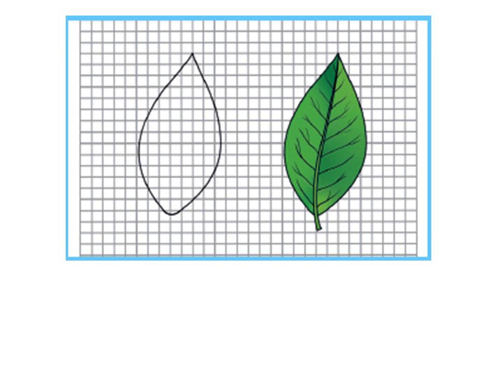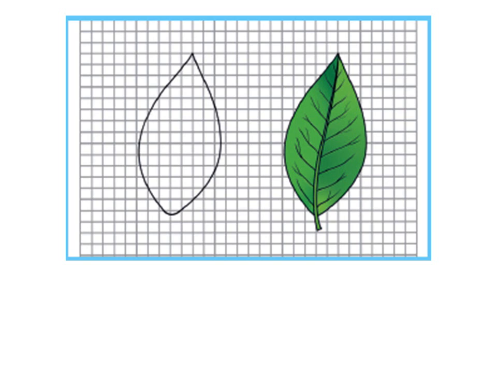Now calculate the following. First step, count the whole squares enclosed within the leaf and note it as M. Second step, count the number of squares that are more than half of a square and note it as N. Third step, count the number of squares which are half of the whole square and note it as P. The fourth step, count the number of squares less than the half and note it as Q.